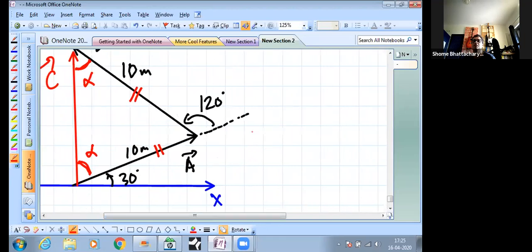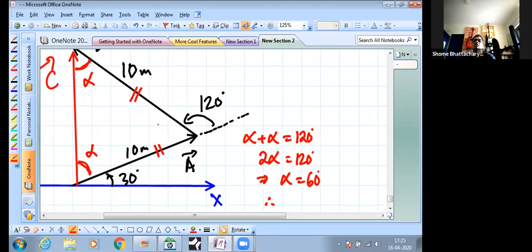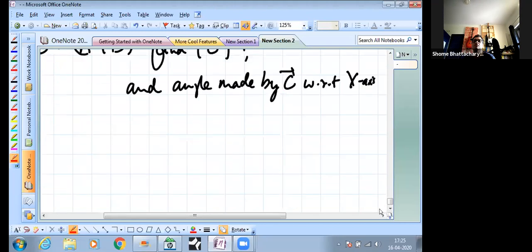What is happening here is that the sum of the interior opposite angles is equal to the exterior angle. So 2 alpha is equal to 120 degrees, which means alpha is equal to 60 degrees. Now you can clearly see that if this angle is beta, beta is also becoming 60 degrees. So it's not only an isosceles triangle, now it's which type of triangle? Equilateral triangle. So what is the magnitude of C? That's also becoming 10 meters. That's how this question becomes ultimately very easy.